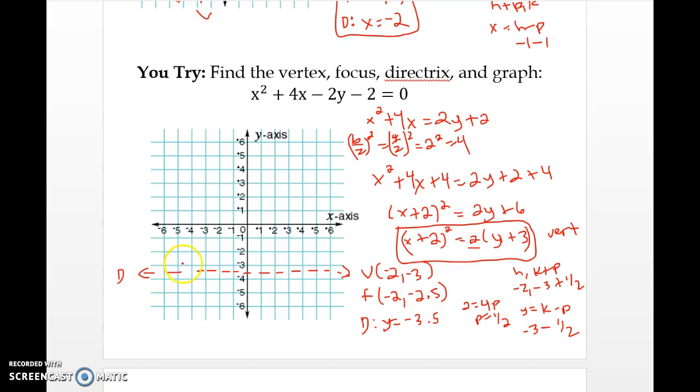The vertex is at negative 2, negative 3. And your focus is at negative 2, negative 2.5. So there's your focus. And your vertex will bend around your focus and away from your directrix. And let's move on.